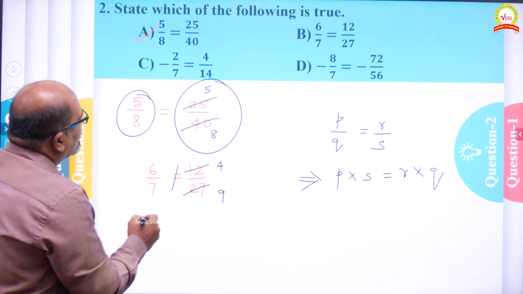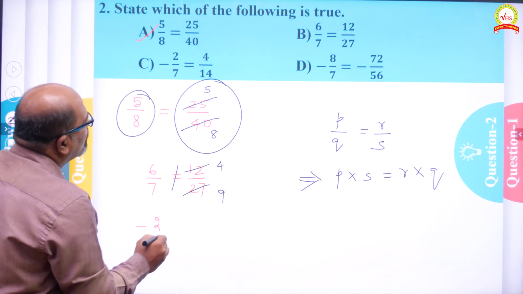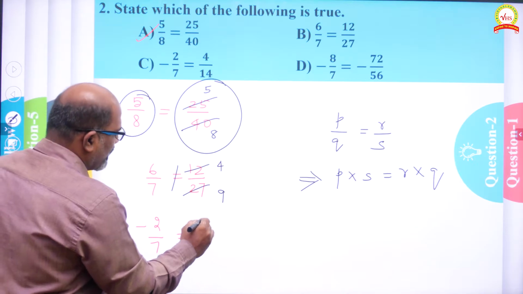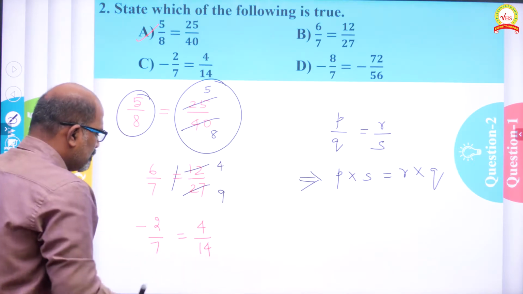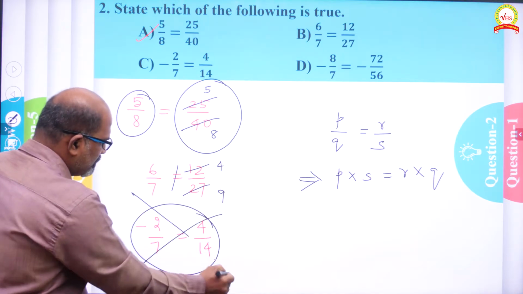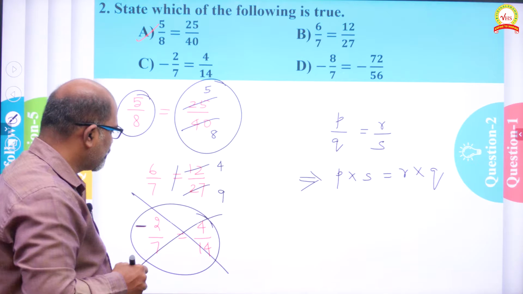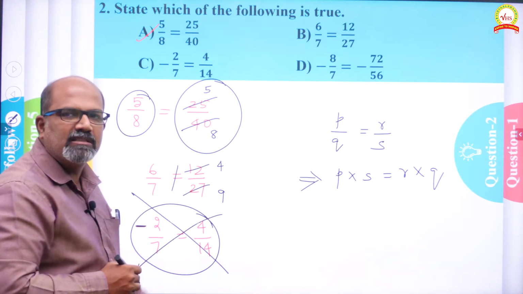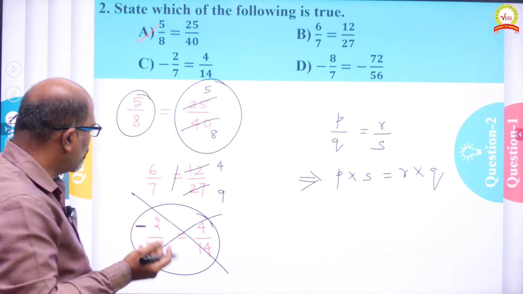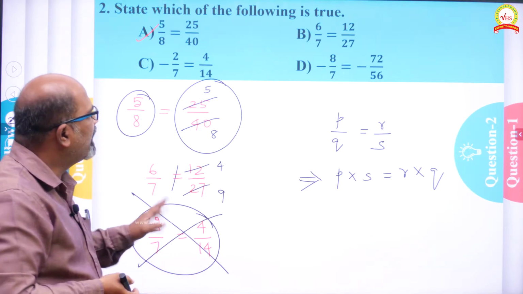And option C, minus 2 by 7 equal to 4 by 14. But I tell you that this won't be equal because we have a negative sign on the left side, and the rational number on the right side is positive. How would a negative rational number and a positive rational number be equal? Definitely not.